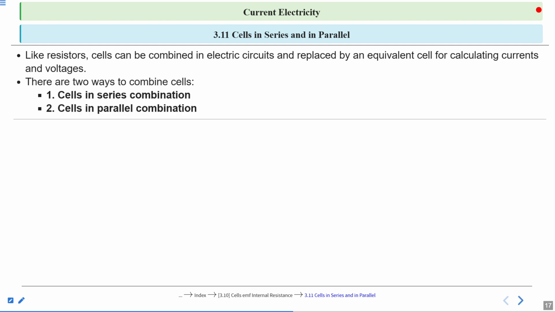There are two ways to combine cells. The first is cells in series combination and the second is cells in parallel combination. Just as there are two ways for capacitors, capacitors in series and capacitors in parallel, and two ways for resistors, resistors in series and resistors in parallel, similarly there are two ways to combine cells.